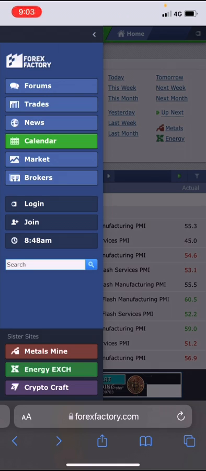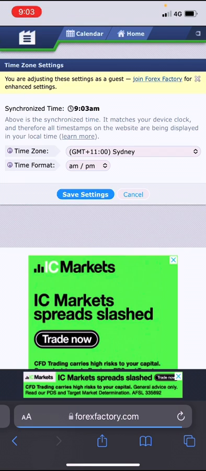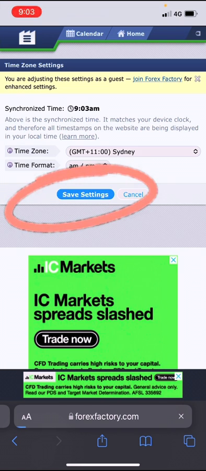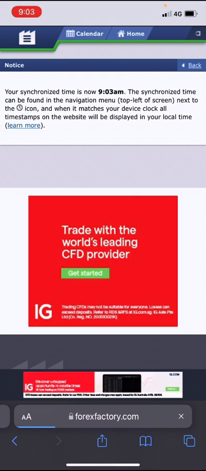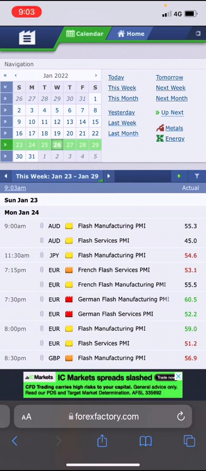And you are going to make sure that you are on the right time zone so that you get the news times accurately. So just click on the time. I'm on the correct time zone because I've already been on here today and synchronized, and then you just save the setting. Usually it will put your time zone in that box, and you just check that it's correct and save it. Once you've done that, click calendar, and this will give you the news for the week.